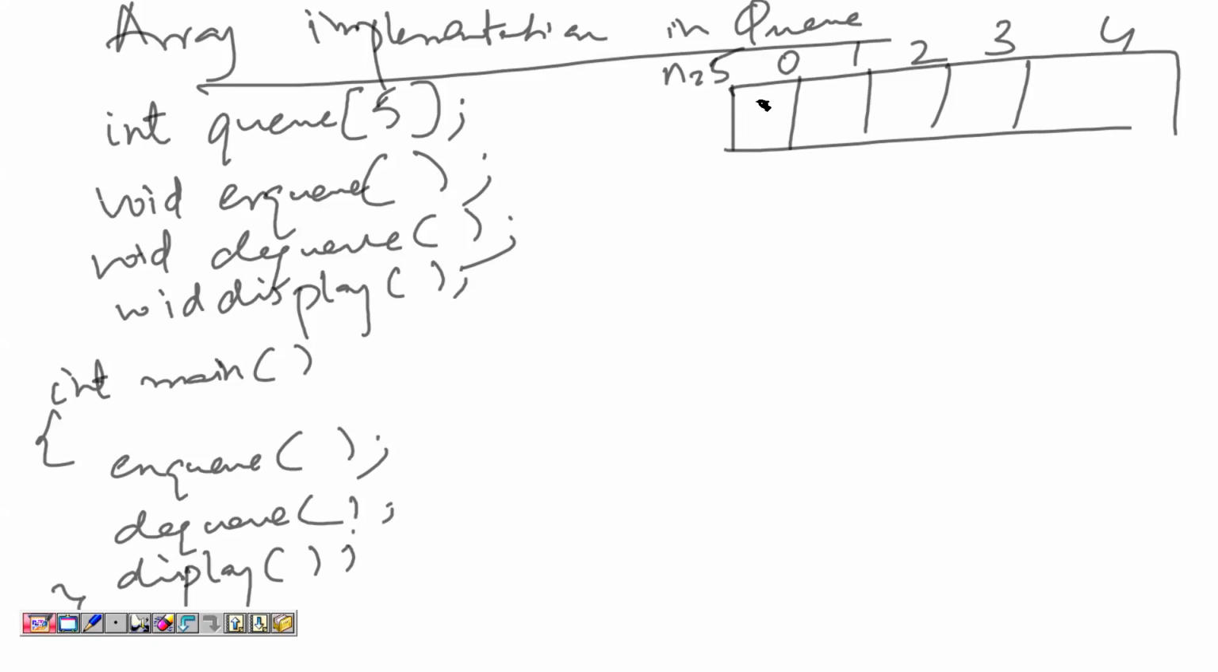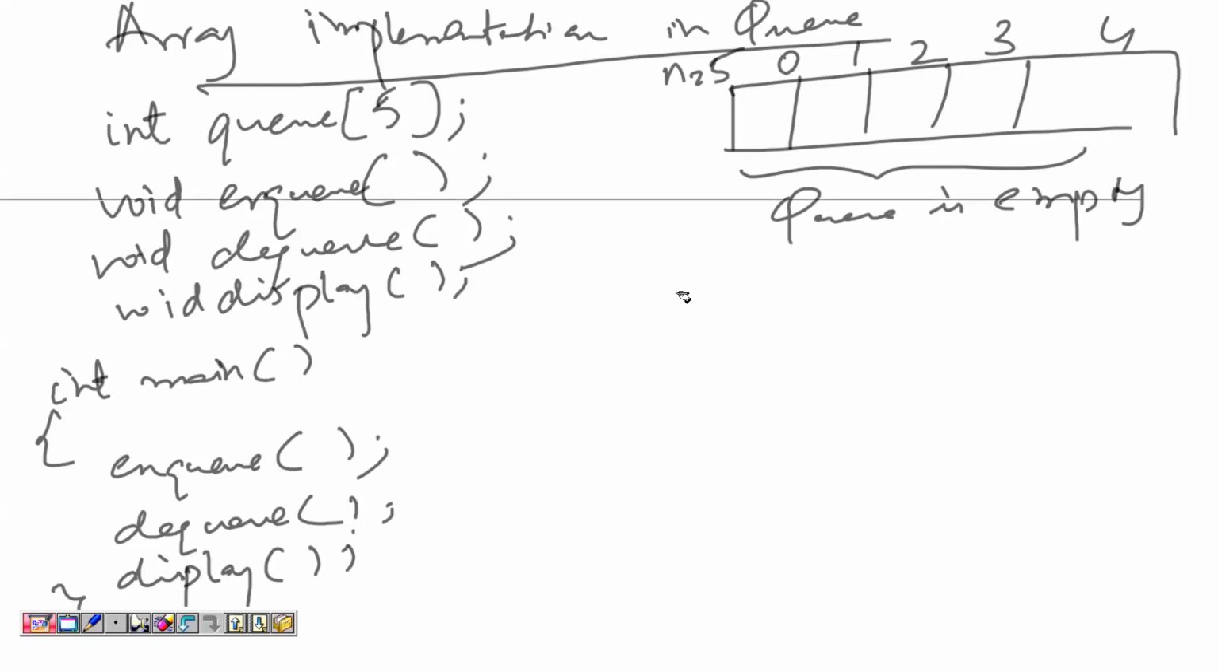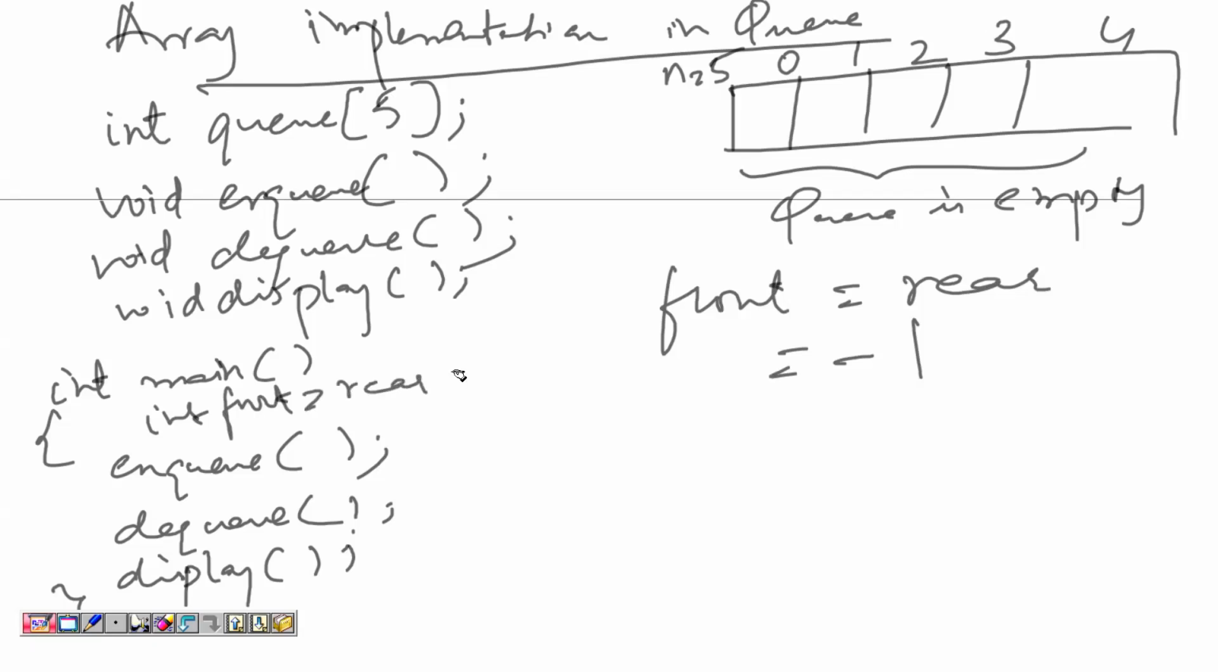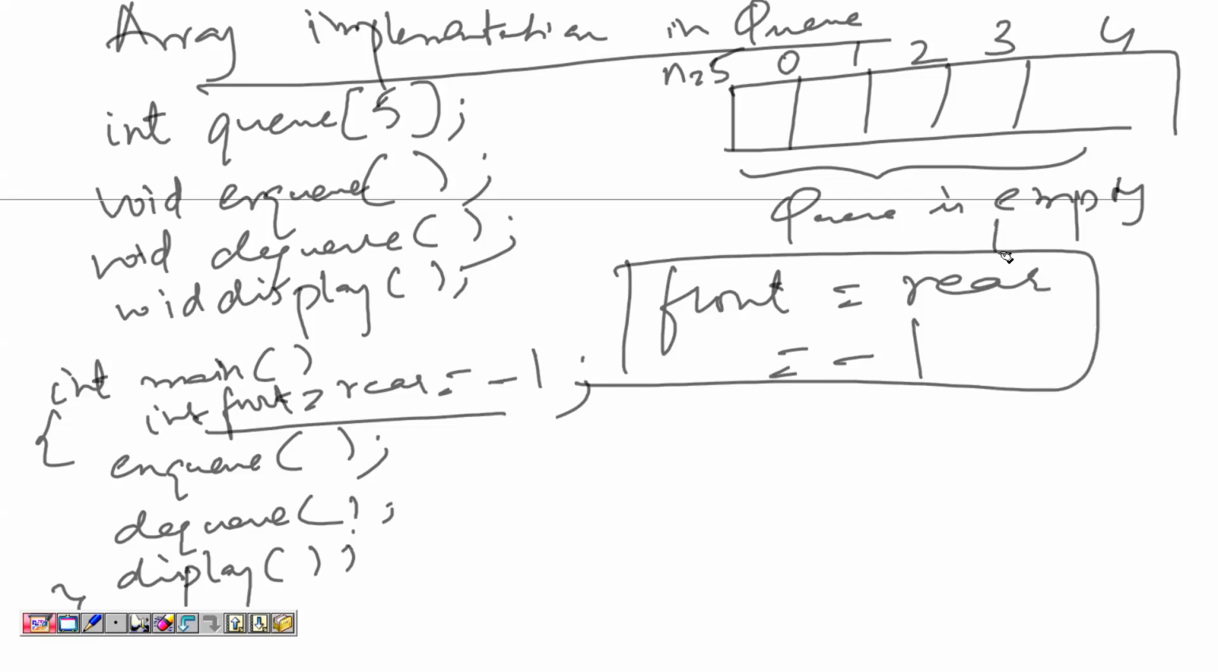Now let's see the logic for the enqueue. Initially, the queue is empty. So whenever the queue is empty, front and rear values will be pointing to -1. You have to declare those values also here. I will take int front equals rear equals -1. You have to declare this. Front equals rear equals -1 indicates that the queue is empty.